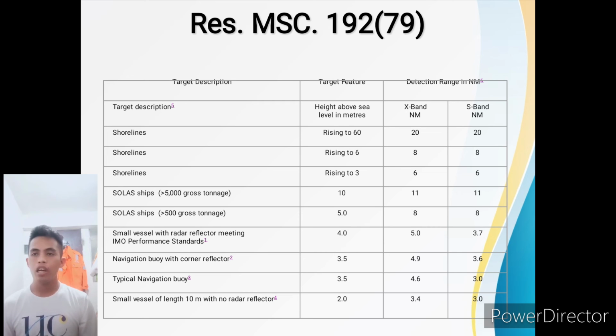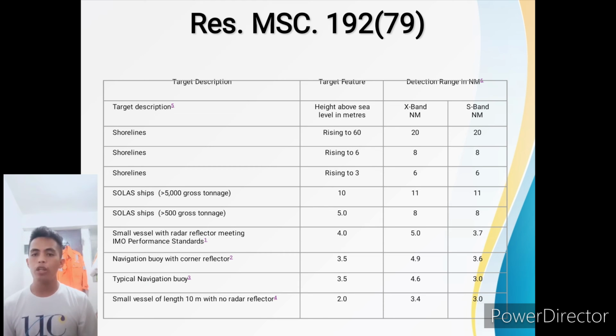The shoreline rising to 3 meters: the X band is 6 nautical miles and the S band is 6 nautical miles. Solas ships greater than 5,000 gross tonnage, the height above sea level is 10 meters: the X band is 11 nautical miles and the S band is 11 nautical miles. Solas ships greater than 500 gross tonnage, the height above sea level is 5.0 meters: the X band is 8 nautical miles and the S band is 8 nautical miles.